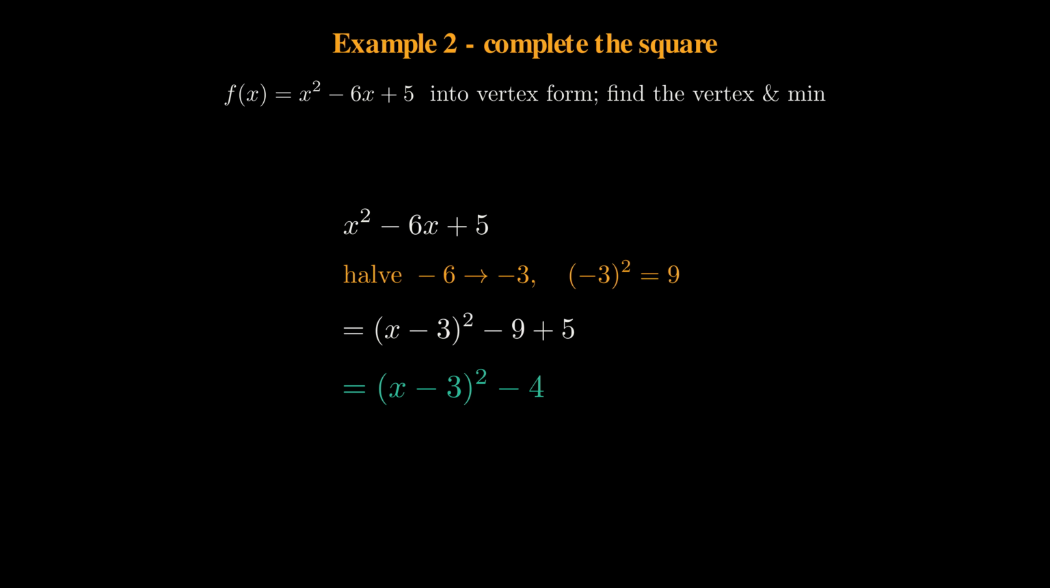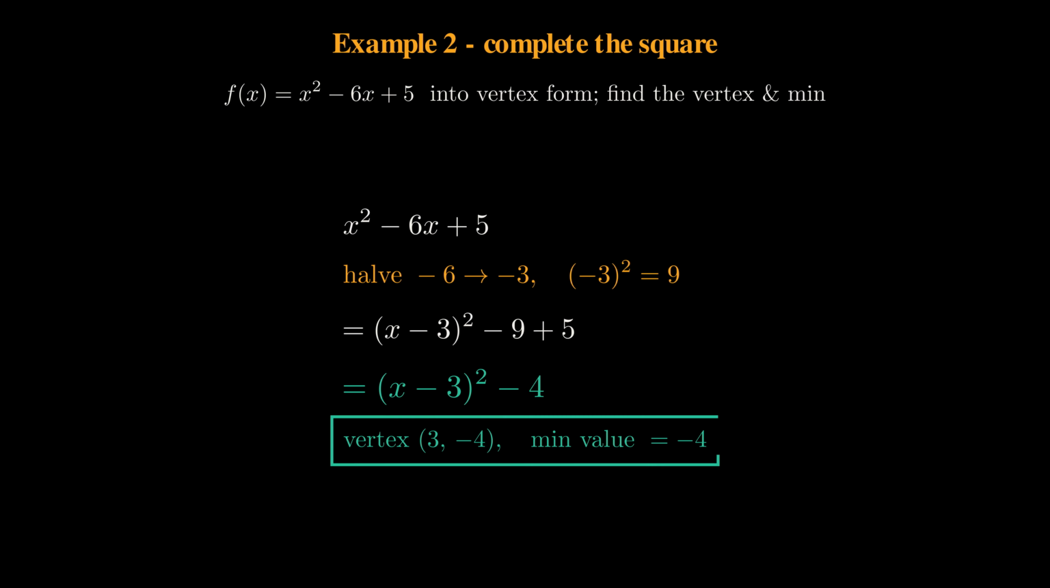Read it straight off. The bracket is x minus 3, so h is plus 3. Watch that sign. And k is minus 4. The vertex is (3, minus 4). And because a is positive, the parabola opens up, so that vertex is the lowest point. The minimum value of the function is minus 4. Notice the axis, x equals 3, matches example 1 perfectly. Same curve, different form.